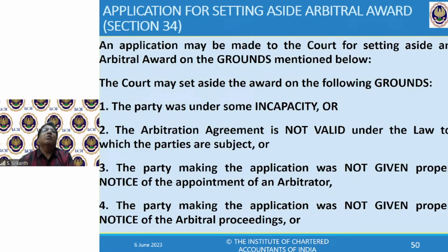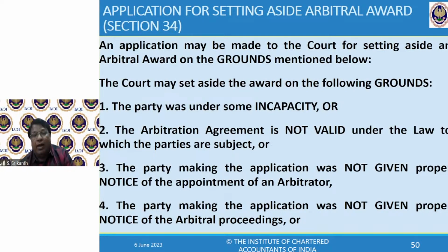So invariably, the guy who is not getting what he wants will say that there was some problem. The party was under some incapacity, meaning what? He could not appear regularly because of some incapacity, health, whatever. Some reason you have to give and say, I could not come regularly. Like that. The arbitration agreement is not valid under the law to which the parties are subject. Now, these are all technical grounds. How is it not valid under the law? So, in other words, you are not questioning the award. You are questioning the agreement itself.